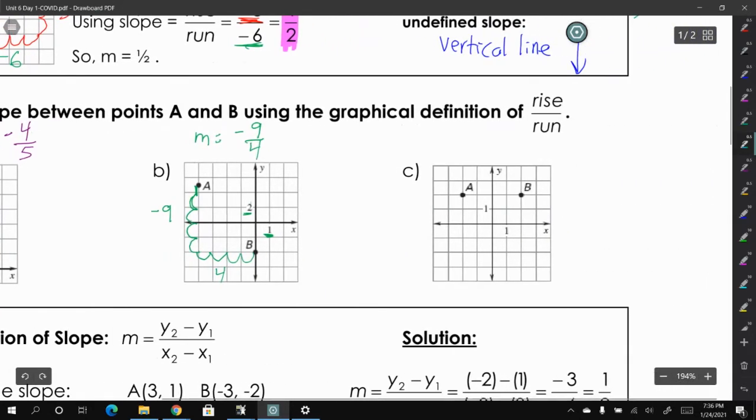Then letter C, we're not going up or down at all. So we don't have a rise, but we're going to the right 1, 2, 3, 4. So our slope is 0 over 4, or 0.